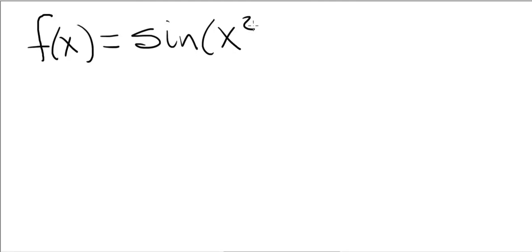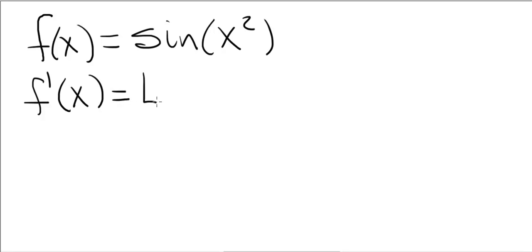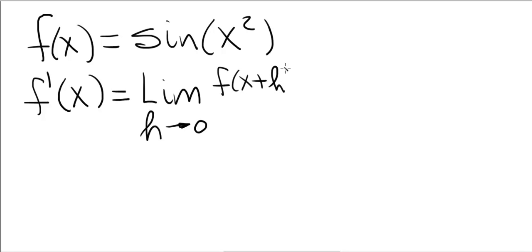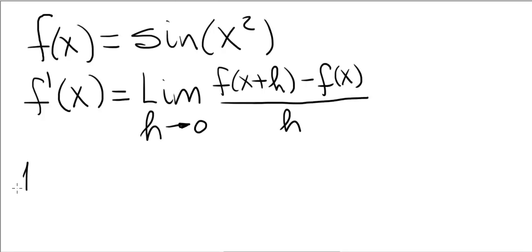We're going to use the definition of the derivative to differentiate f of x equals sine of x squared. Now recall the definition of the derivative: f prime of x is equal to the limit as h approaches 0 of f of x plus h minus f of x, divided by h. We're going to need three results to make computations easier.